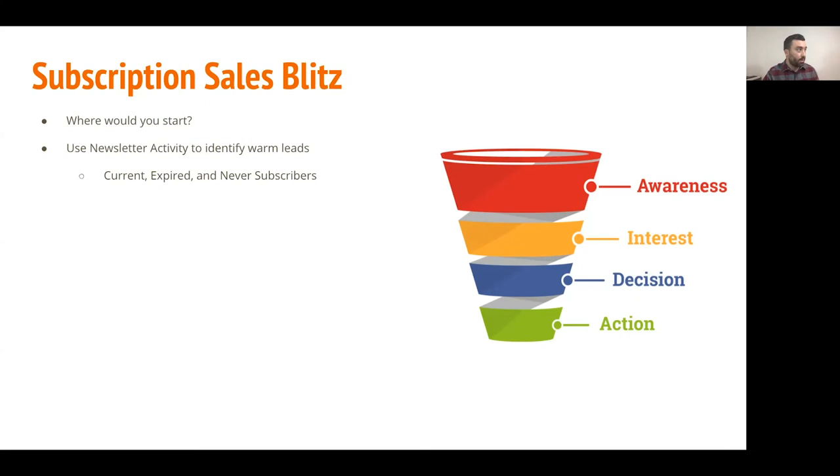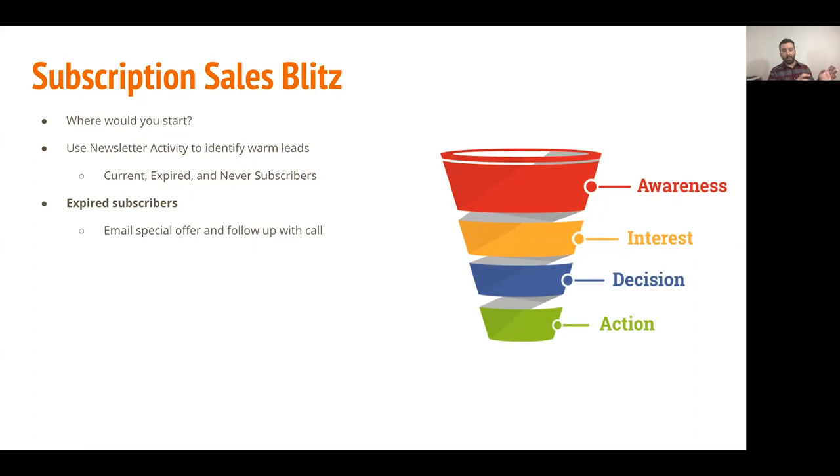So with the newsletter activity, we can identify warm leads based on the people that are clicking on our newsletter. And in that group of newsletter subscribers, we have a mix, and we don't know who's who all the time, but some of them are current subscribers, some of them are expired, and some of them have never subscribed, actually paid. So of the expired subscriber subset, people that are on our newsletter list clicking on our newsletter, I would suggest that it makes sense to do a direct email follow-up to these people, because what you could do is just take your newsletter list, export.